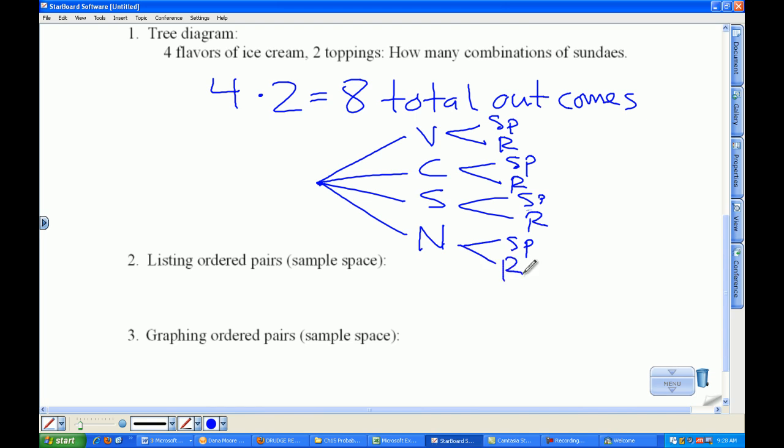Now if I take my highlighter pen here and I trace these, you can see, if I can make my line bigger, we're going to get our trace on. There are 1, 2, 3, 4, 5, 6, 7, and 8 outcomes represented here. 8 total outcomes.